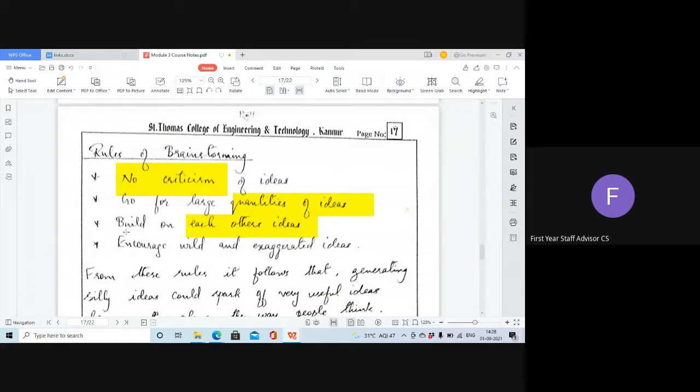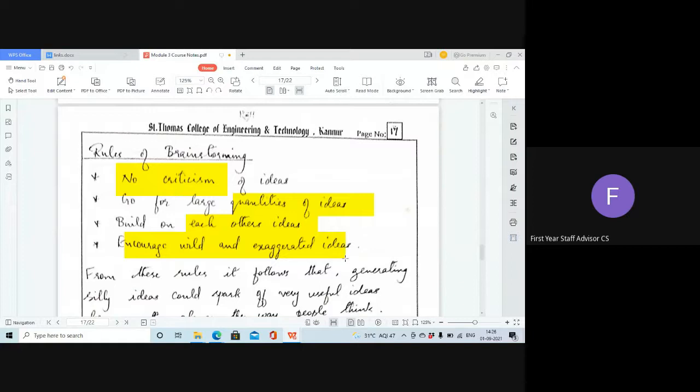Then encourage wild and exaggerated ideas. That is, don't skip these ideas. Always encourage wild ideas, and also exaggerated ones. Wild ideas means something which is unachievable, and also exaggerated ideas. Even though it seems exaggerated, there might be some solution which we might get from that idea. So these are the rules of brainstorming.